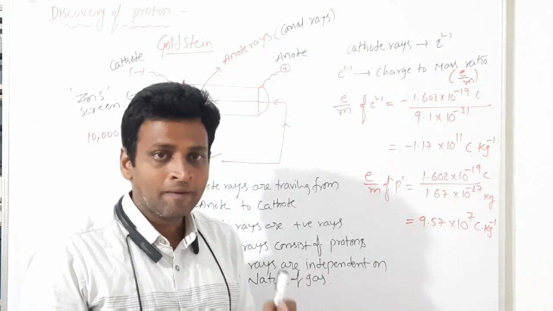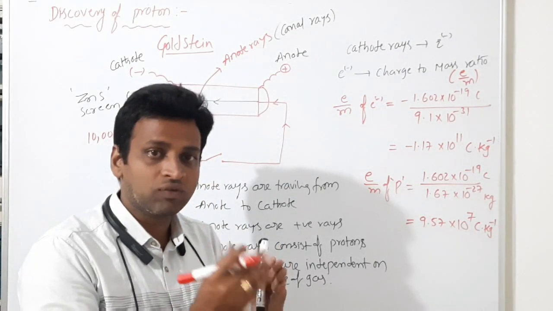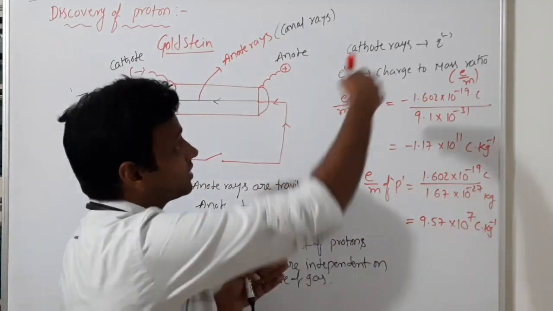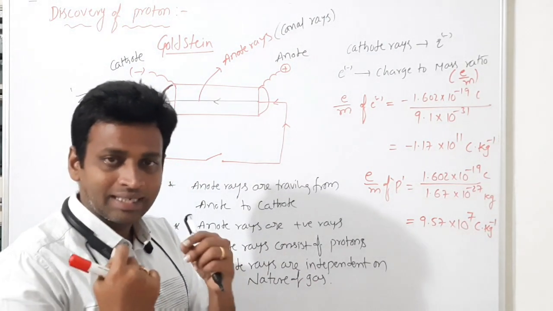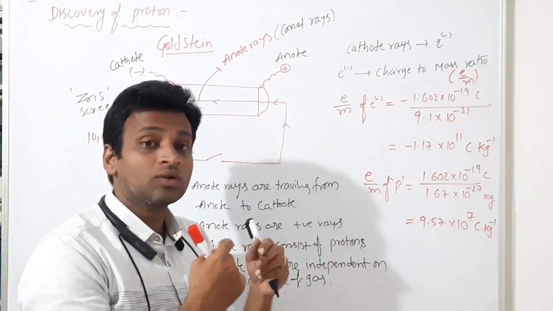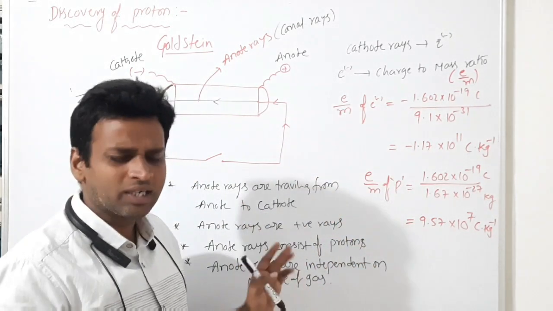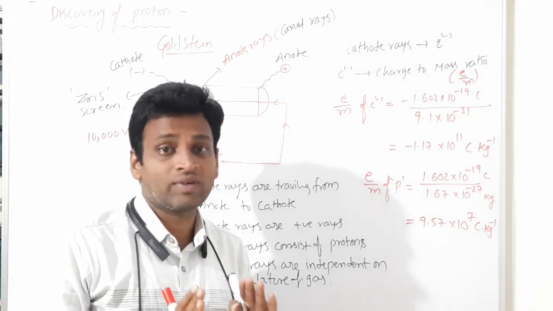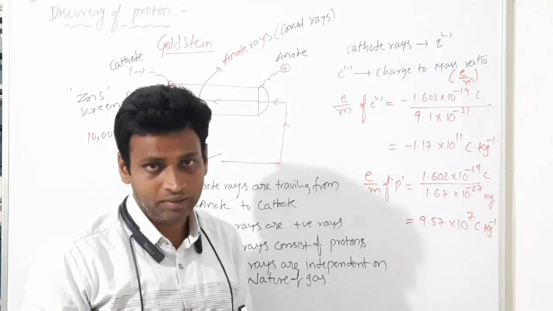But anode rays deflect towards the external cathode. What I said about cathode rays is that they deflect towards the external anode. Cathode rays move straight, but deflect towards the external anode. Anode rays are the opposite. Anode rays will also deflect in the presence of an external electric field as well as an external magnetic field.